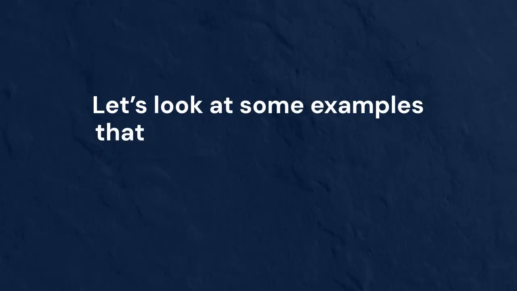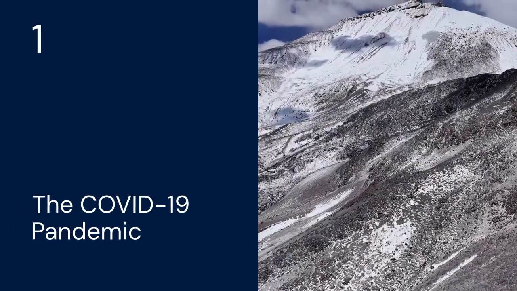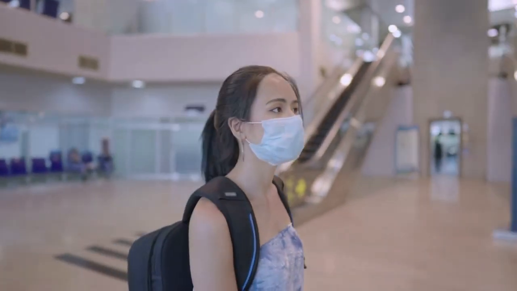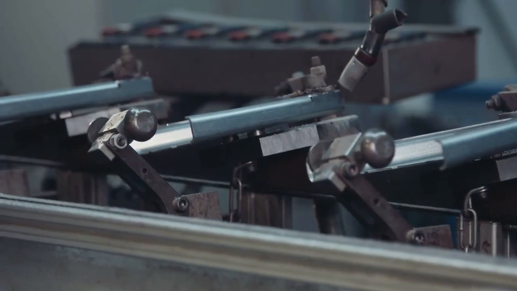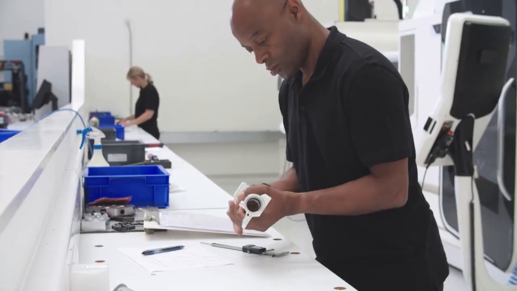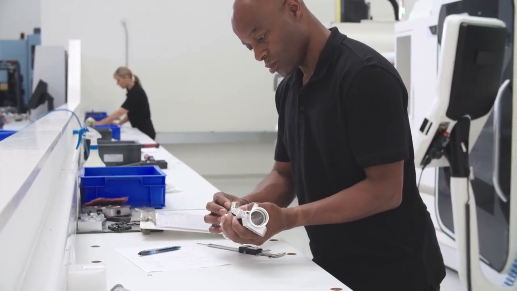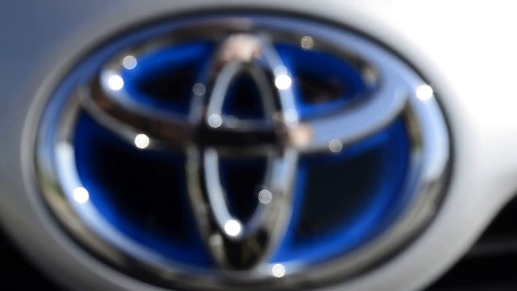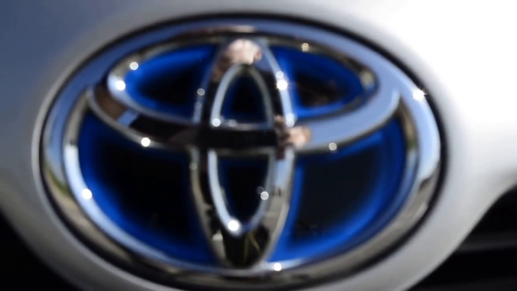Let's look at some examples that highlight the impact of operational risks on businesses. 1. The COVID-19 pandemic. The pandemic exposed operational vulnerabilities across global enterprises. Lockdowns, factory shutdowns, and transport delays disrupted supply chains worldwide. A specific example is the global semiconductor shortage, which affected industries like automotive manufacturing. In 2020 and 2021, many automakers had to halt production due to a lack of chips.